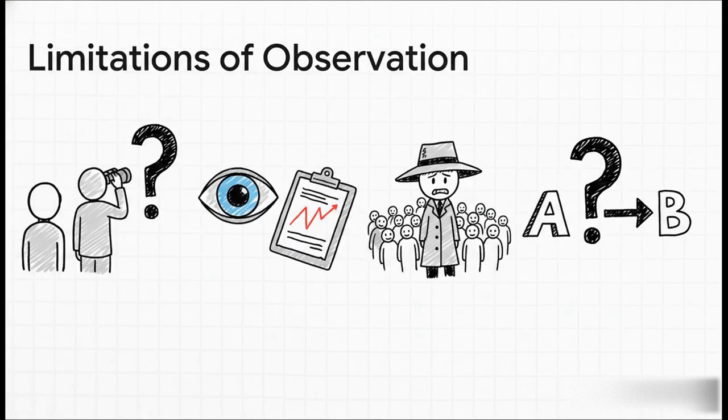But of course, there are downsides. We've talked about the ethical minefield of covert studies and that sneaky observer bias. And then there's maybe the biggest limitation of all. Observation can tell you what is happening, but it can never, ever tell you why. You can see a person acting aggressively, but you don't know the cause. For that, you need a different method, like an experiment.